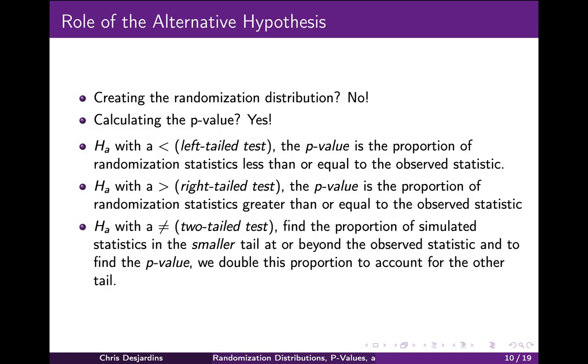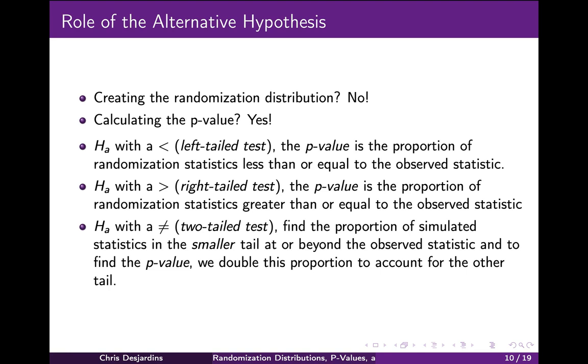What exactly is the role of the alternative hypothesis? Was it used to create the randomization distribution? Nope. Only the null hypothesis was used. Was it used to calculate the p-value? Yes, the alternative hypothesis determines what we mean by as extreme or more and tells us which tails to use to calculate the p-value. When the alternative hypothesis contains a less than sign, this is called a left-tailed test.